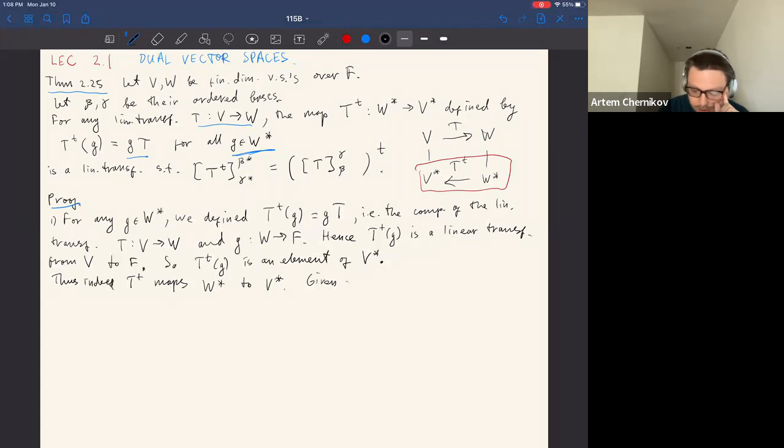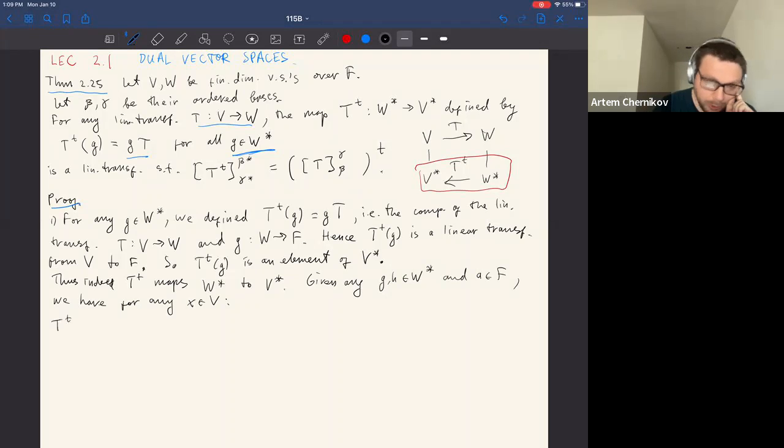So given any elements g, h of the dual vector space W star and any scalar a in F, we have, for any x an element of V, the following series of equations. So we look at the map T^T and we apply it to ag plus h.